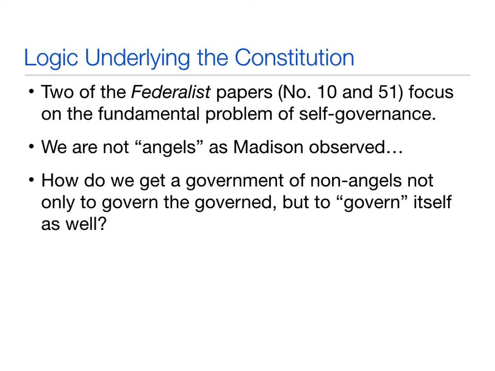And Madison wrote two of the Federalist Papers, the 10th essay and the 51st essay, that really lay out the basic logic underlying the Constitution that drives most of what the Constitution looks like and what it's trying to achieve. In Federalist 10, Madison wrote, "We're not angels, and men are not angels. So how do we get a government of non-angels not only to govern the governed, but to govern itself?"